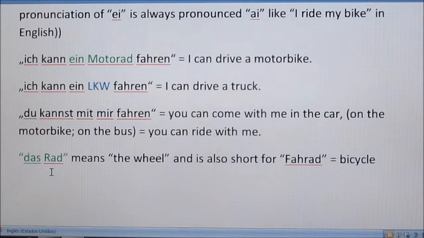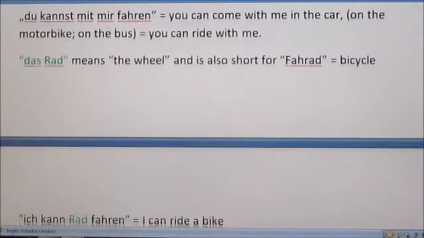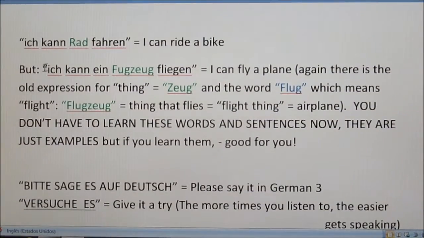Das Rad means the wheel and is also short for Fahrrad, bicycle, bike. Ich kann Rad fahren. I can ride a bike. But ich kann ein Flugzeug fliegen. I can fly a plane. Again we have Zeug and the word Flug, which means flight. Flugzeug, thing that flies, flight things, airplane.